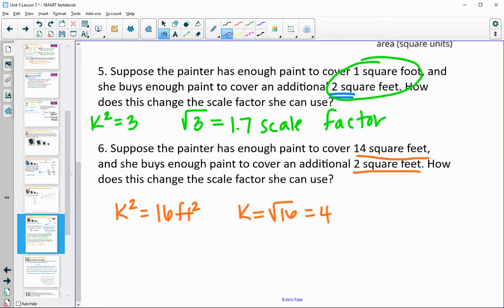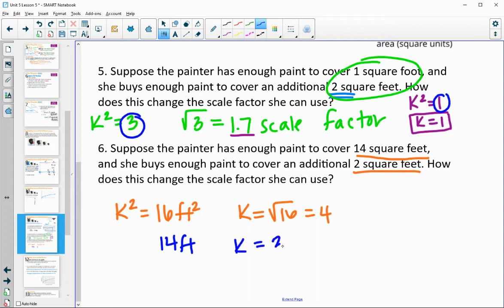And then we were supposed to compare. In this one, her original was 1, so her k value would have been 1. How much does that change? 1 to 1.7, versus her 14 in the k squared. The square root of 14 would be 3.7. So when she went up an additional 2 square feet here, it gave her an additional 0.3 on the k. Versus here, when she went up 2, she went from a k value of 1 to a k value of 1.7, so she went up 0.7.